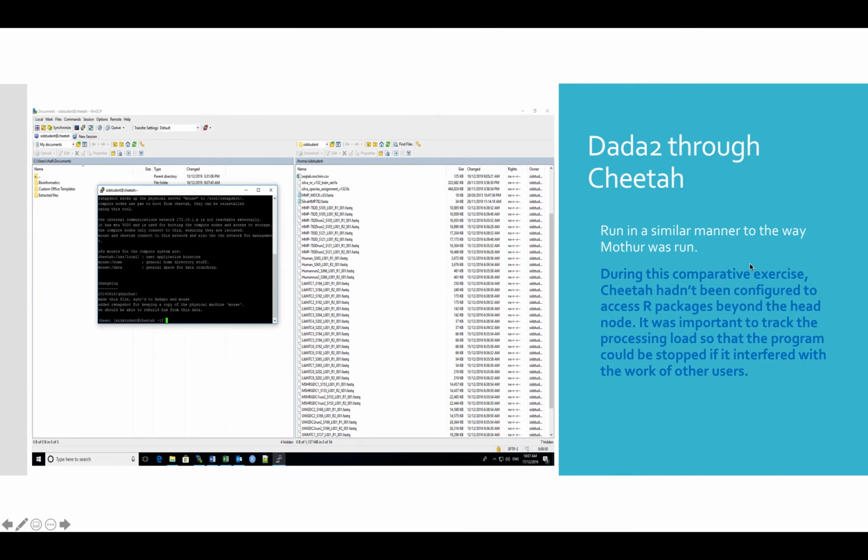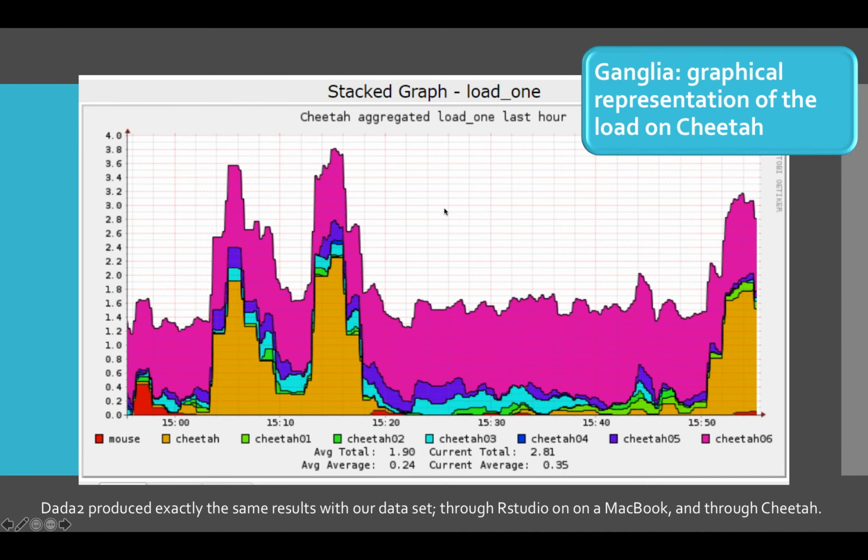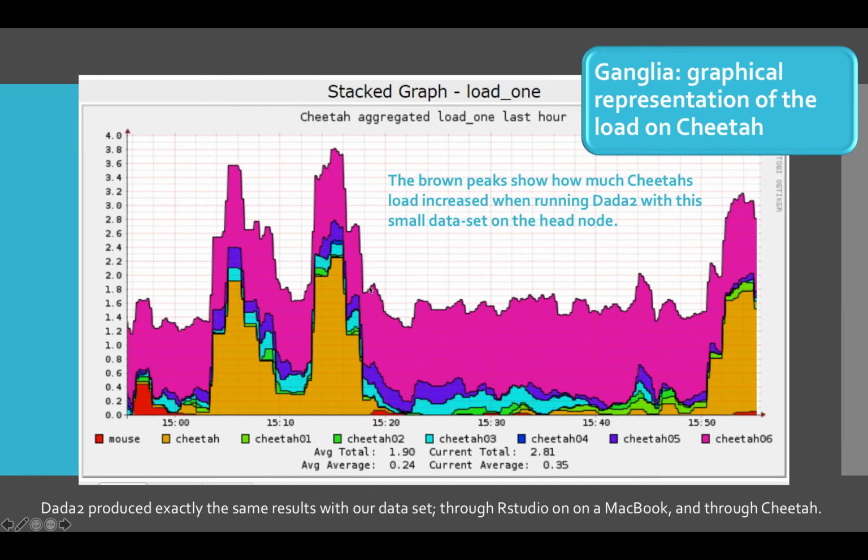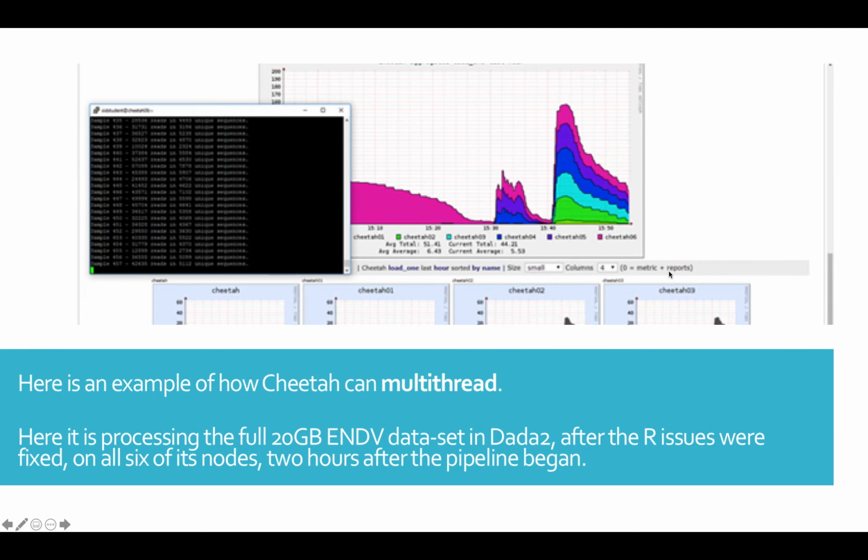I later ran Dada2 through Cheetah as well, but I had to run it through the head node, and you have to be careful when that happens because the head node is the only one that has the internet access, but it can bottleneck everything. These are in brown when I was running the interactive mode for the Dada2, and I had to keep an eye on this to make sure I didn't overload the system and upset the other users.